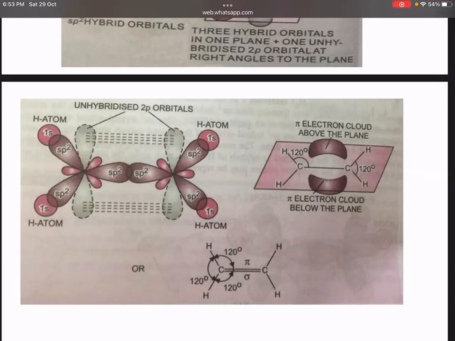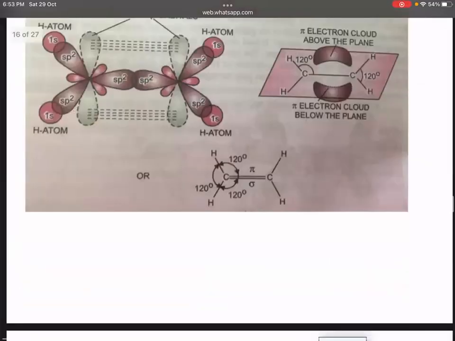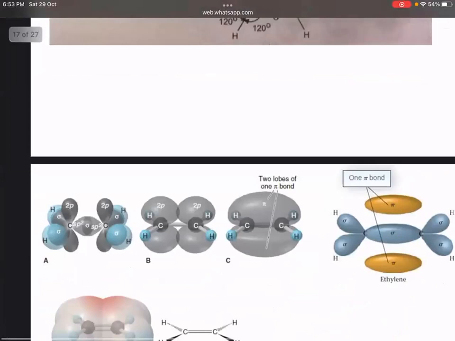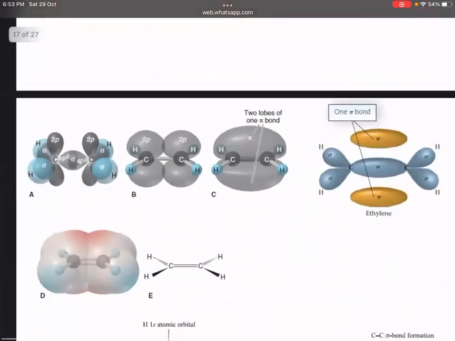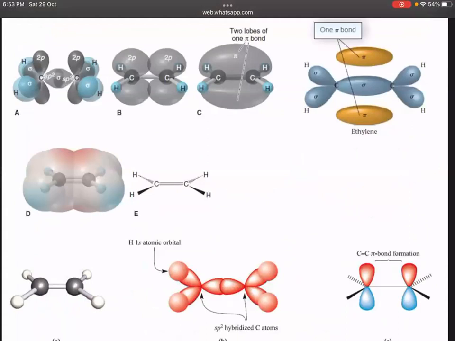So now you have 1, 2, 3, 4, 5 sigma bonds. Among the five sigma bonds, one is carbon-carbon and four are carbon-hydrogen. Look here, this is the geometry of the ethylene molecule. The carbon-carbon 2p orbitals above and below form a pi bond. All the sigma bonds are indicated in blue, and the yellow color indicates the pi bonds. Is this picture clear? Shall we go?